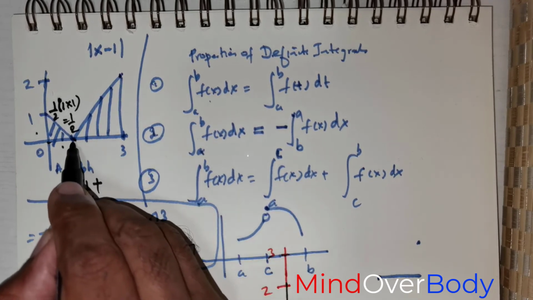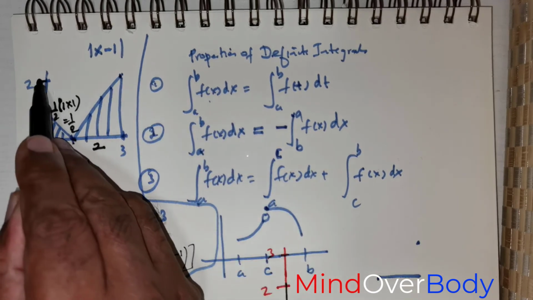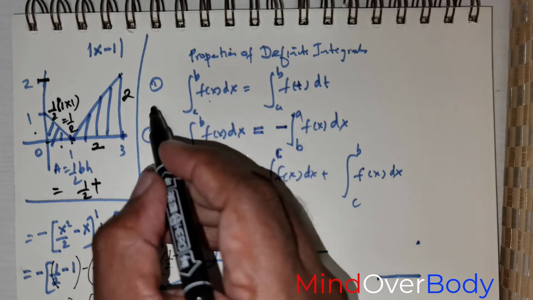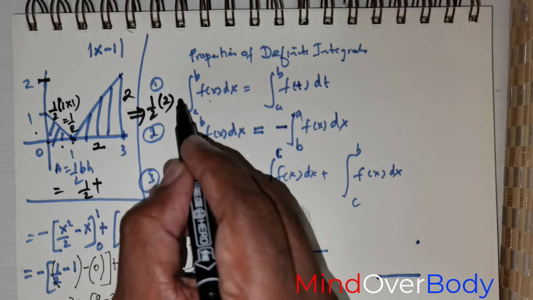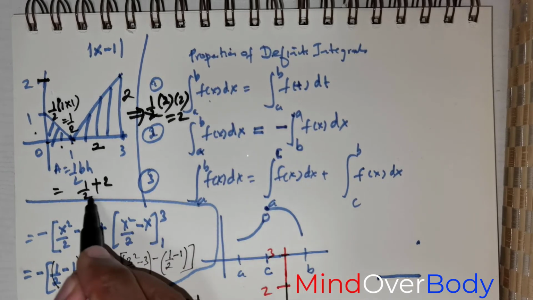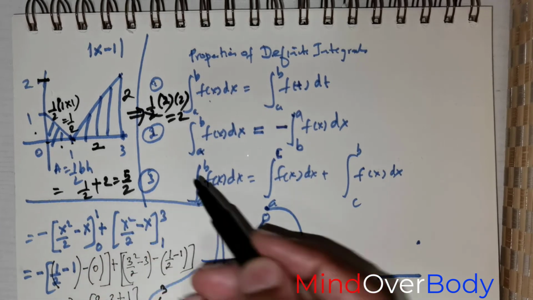Added with this, which is 1 to 3. So this base is going to be 2 units, and this hits the point at 2. So this is going to be 2. So if you were to calculate this area, it's going to be 1 over 2 of 2 base into height, which is nothing but 2 units. So the total area is 1 over 2 added with 2, which is nothing but 5 over 2 units.